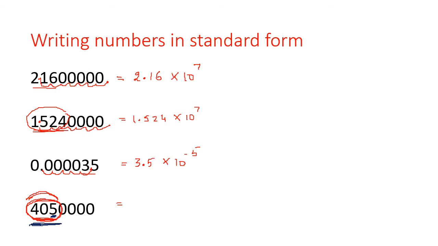So I should be able to write it as 4.05. Means I mentioned all the 3 digits. No decimal point means a decimal point at the end, moving 1, 2, 3, 4, 5 and 6. So it is 4.05 into 10 raised to 6. I hope you are clear now with how to write numbers in the standard form.